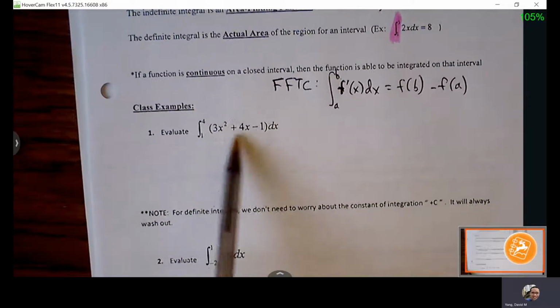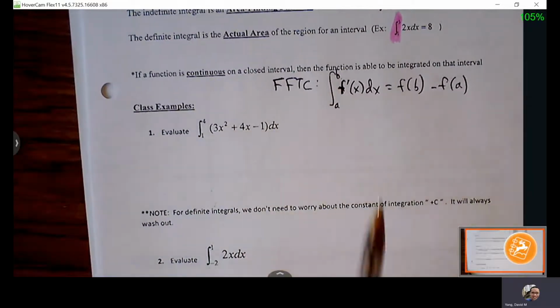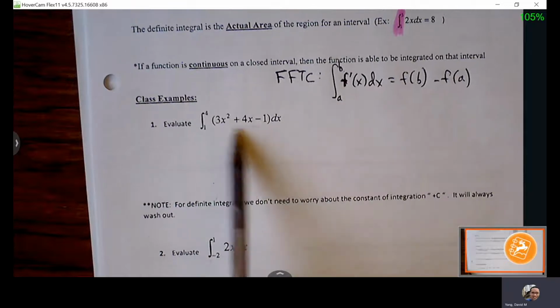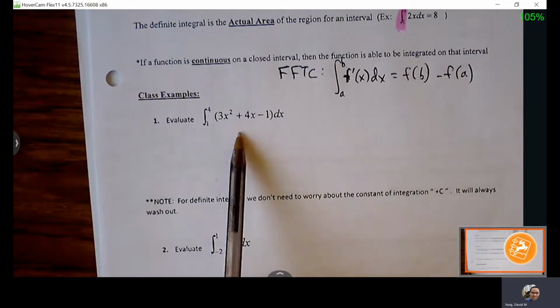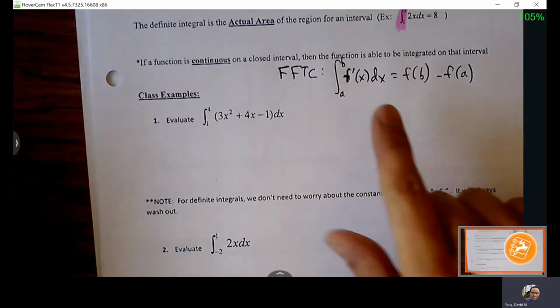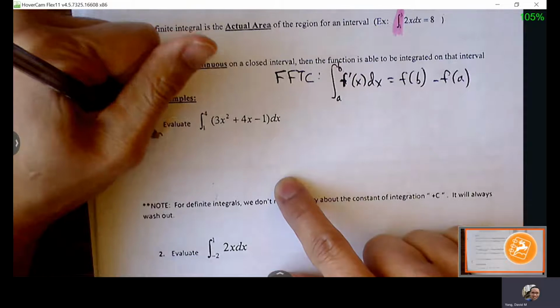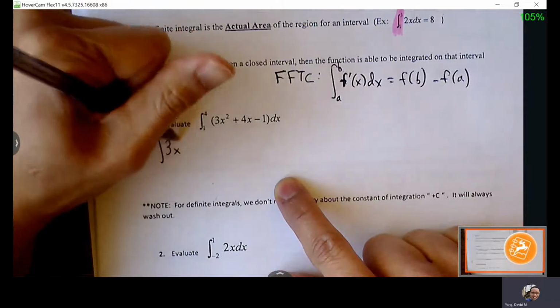Okay, if we plug the 1 and 4 into this function, then we're evaluating the y values under this function, and that's not going to tell us the area of what's under this graph. Okay. So let's ignore the bounds and let's just take care of this problem first.